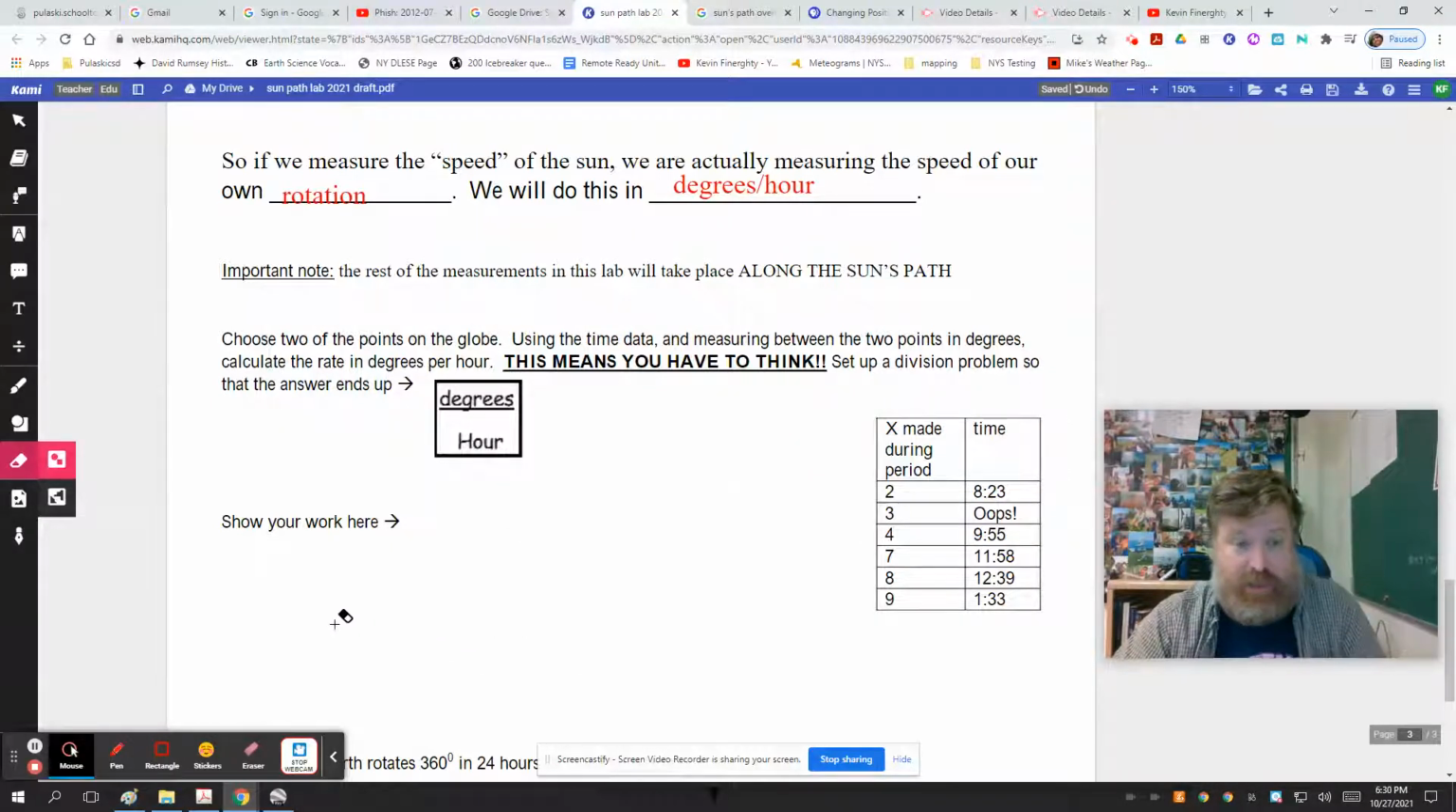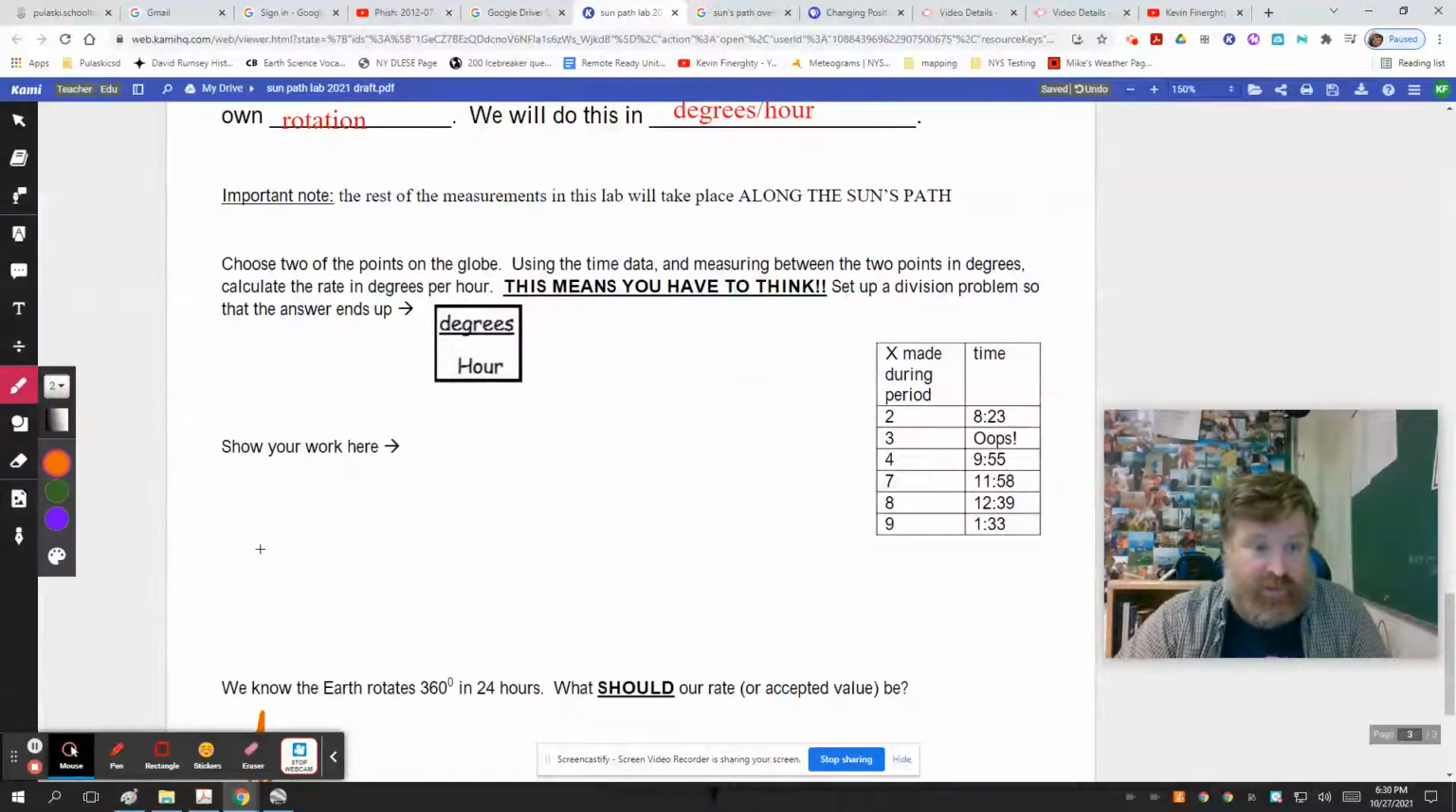So the two things we need, and here's the setup, please do it, is you're going to divide degrees by hours. So we need some number of degrees. How many degrees pass in between those two points that you chose, and how many hours pass between those two points that you chose? That's going to get slightly tricky, but we're smart folks. We're going to figure it out.